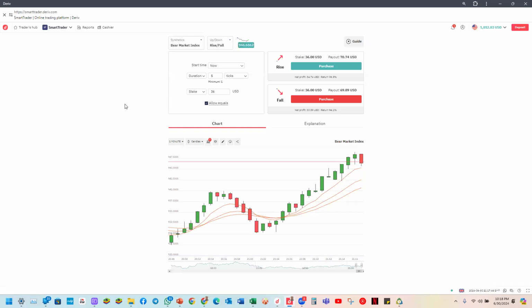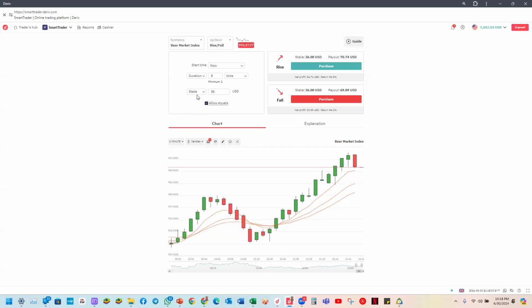Look, this trade, depending on what you want, if you come here and select payout, your profit will be small and your loss will also be small. If you come here and select stake, your loss is total and your profit is big. So if you look at this, my profit in this case, the payout is 69.89 minus 36. That is my profit if I trade and I win.